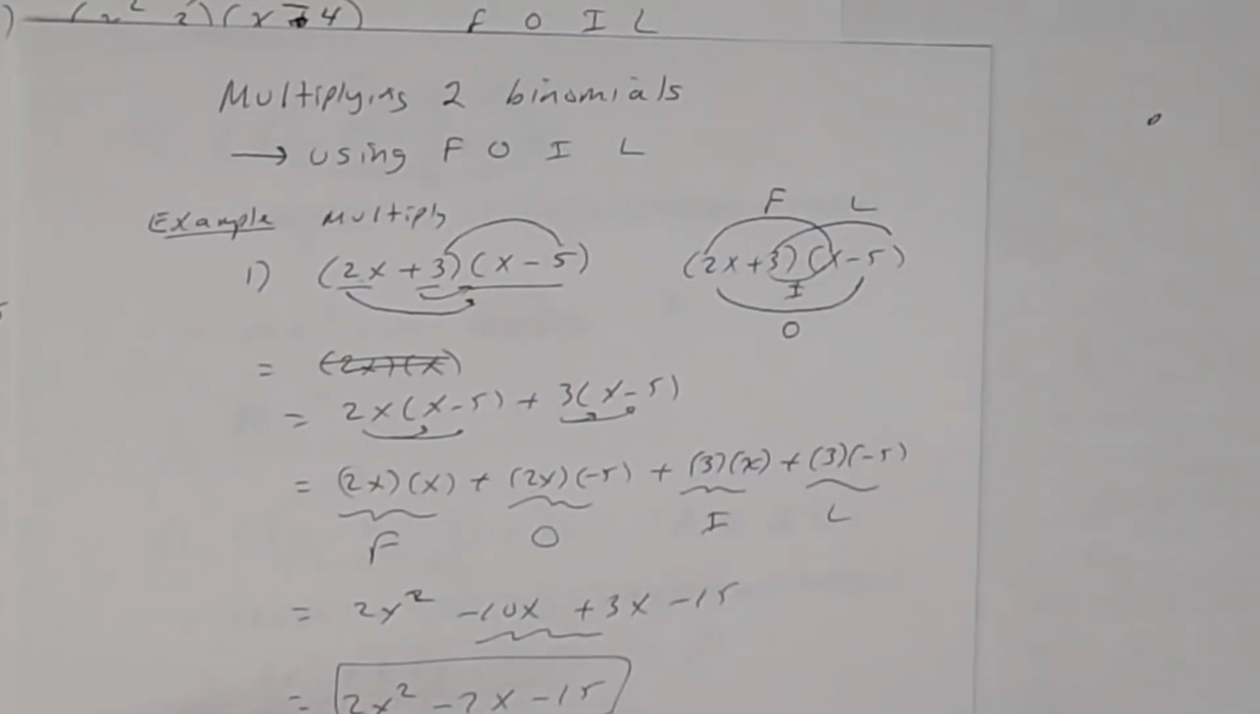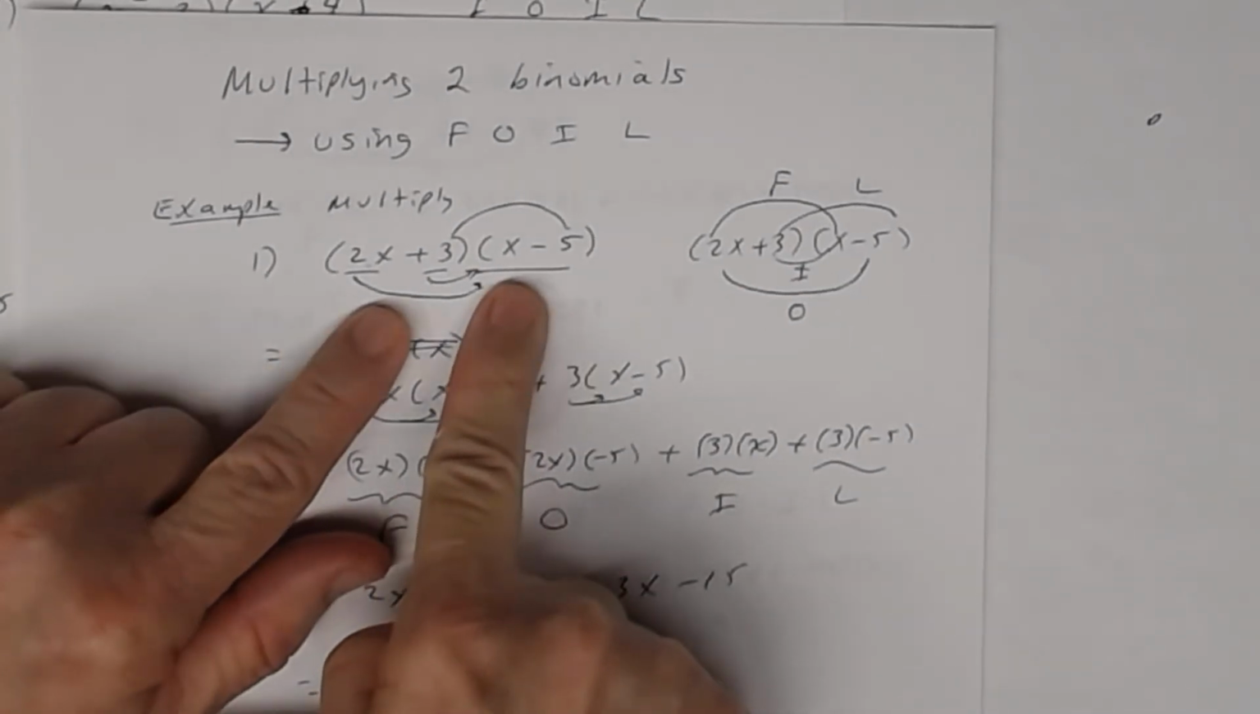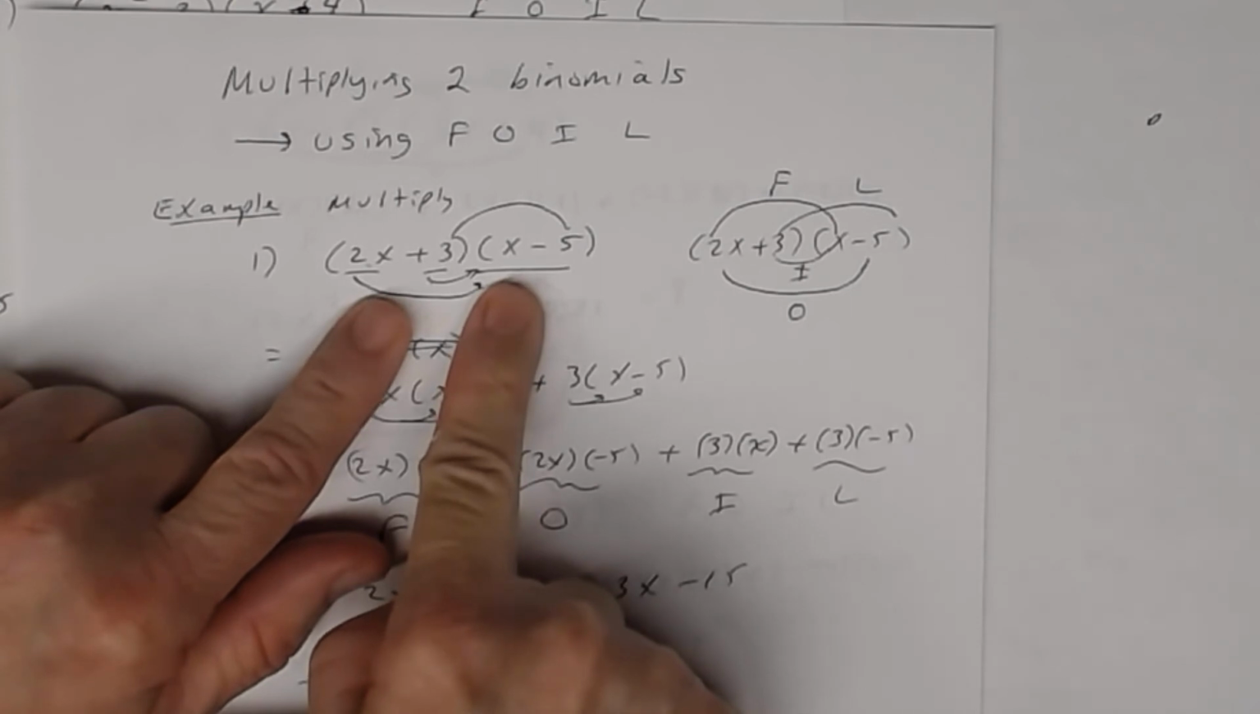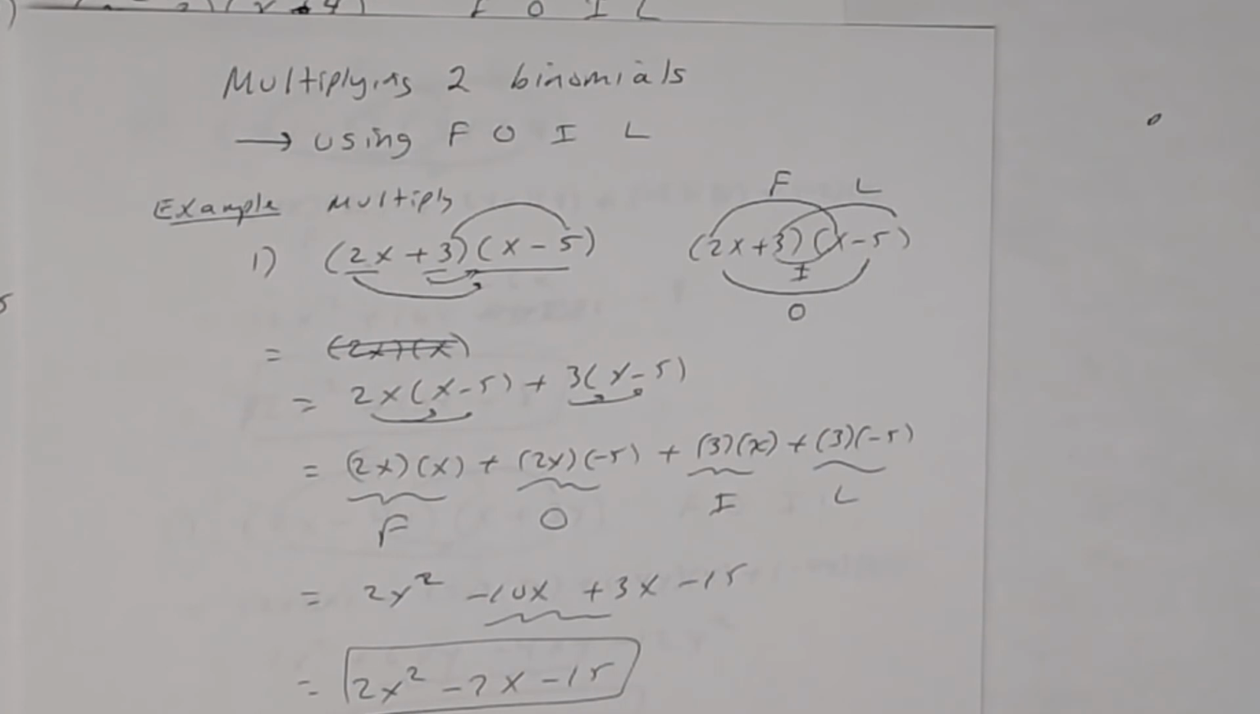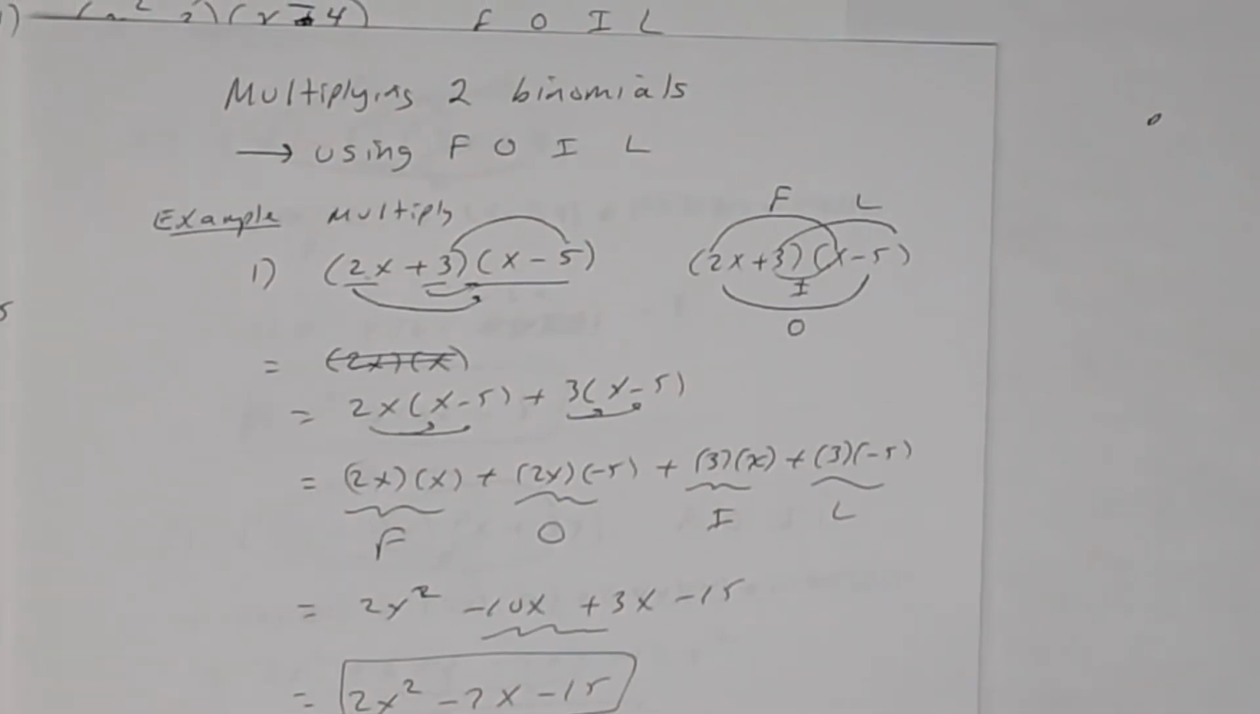Remember though, the FOIL method only applies if you're doing the product of two binomials. You can't use it for anything else, but only if you're multiplying two binomials together. All right, so that's the end of this lesson.